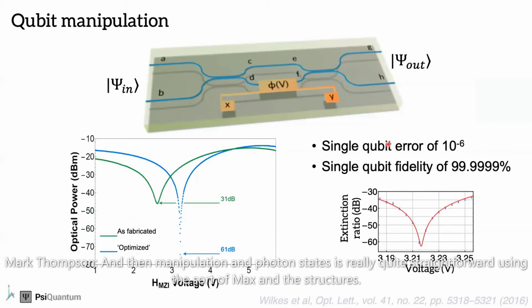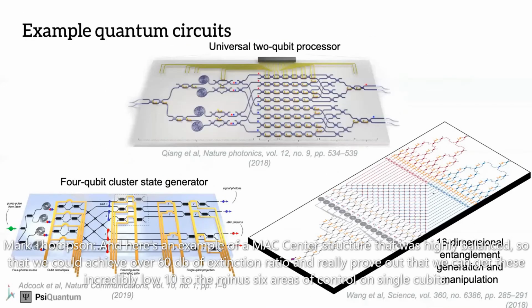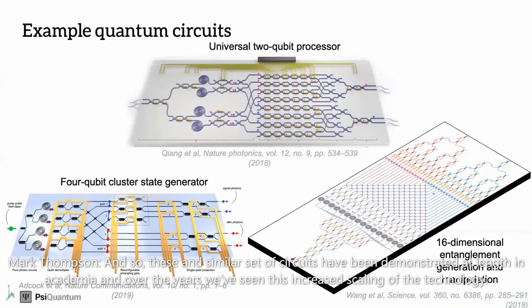And then manipulation of photon states is really quite straightforward using these sort of Mach-Zehnder structures. And here's an example of a Mach-Zehnder structure that was highly balanced so that we could achieve over 60 dB of extinction ratio and really prove out that we could get these incredibly low 10⁻⁶ errors of control on single qubits. And so these and similar sort of circuits have been demonstrated at length in academia.